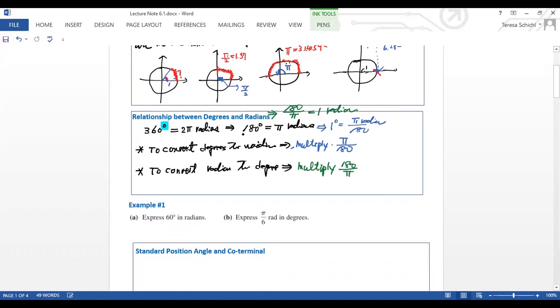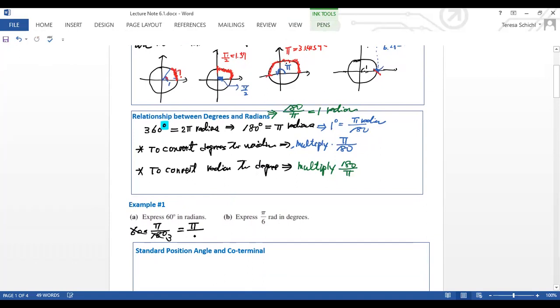Okay, now let's take a look at examples. Let's say we express 60 degrees in radians. 1 degree is pi radians over 180, so 60 degrees will be 60 times pi over 180. You cancel here, so 60 degrees is pi over 3. An easy way to check: put pi as 180, divided by 3 is equal to 60. Yes, that's what we have here.